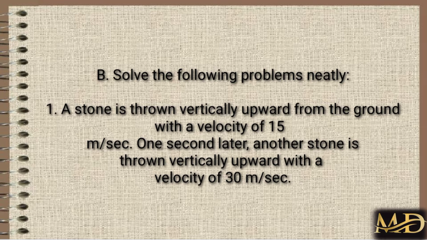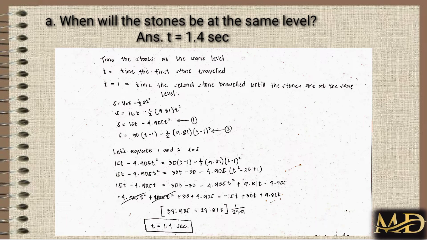Number 1. A stone is thrown vertically upward from the ground with a velocity of 15 meters per second. 1 second later, another stone is thrown vertically upward with a velocity of 13 meters per second. Letter A. When will the stones be at the same level? Time the stones are at the same level.